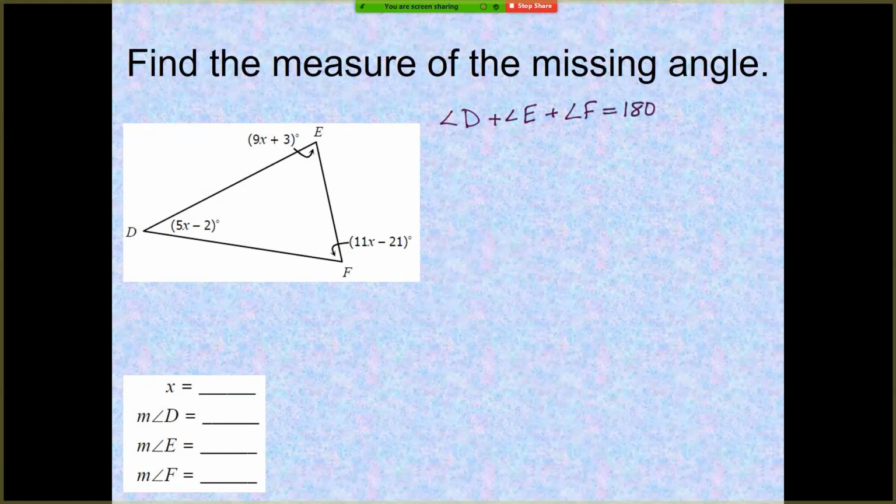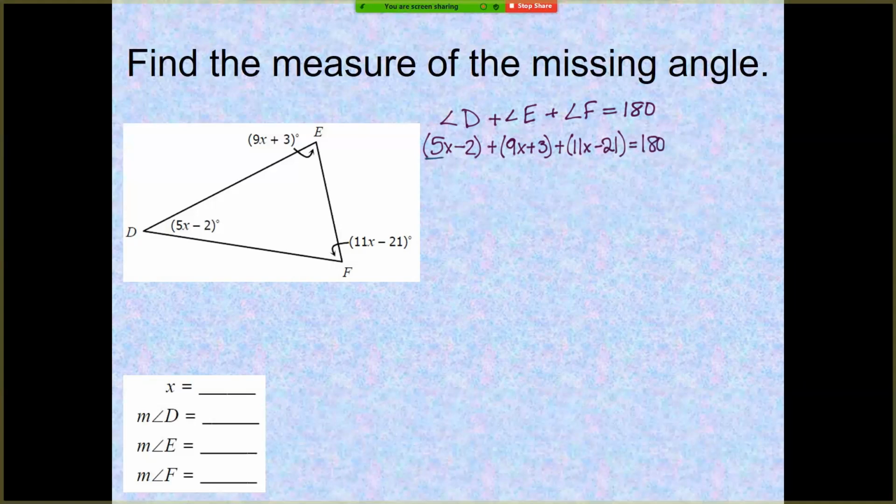Well, now we're just going to go back and substitute in the information we know. So we know that angle D is equal to 5x minus 2, plus angle E is equal to 9x plus 3, and angle F is equal to 11x minus 21. And when I add those together, they're still going to equal 180.